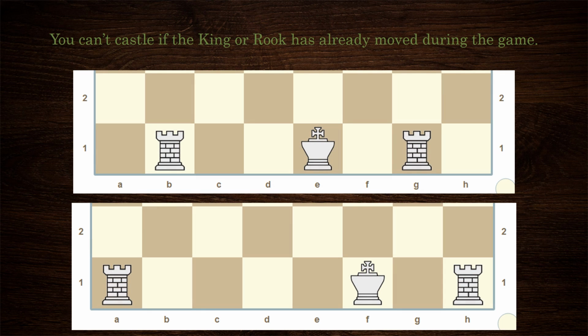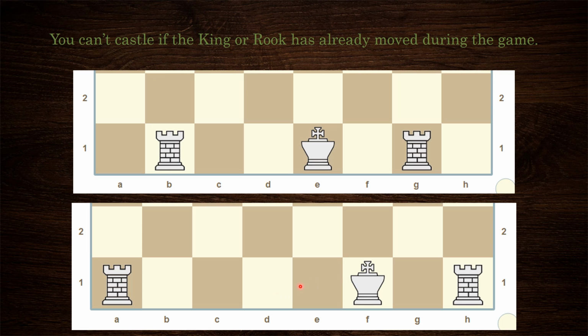So now I'd like to demonstrate the rules that we just covered. The first one we talked about was that you can't castle if the king or the rook has already moved during the game. So in this first scenario, we know the king starts on the E square. We know the rooks start on the corners. So in this scenario, both rooks have already moved. So they're not on their home square. So in this scenario, the king would not be able to castle.